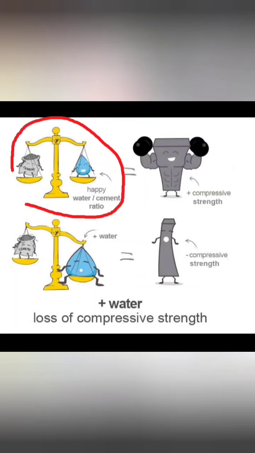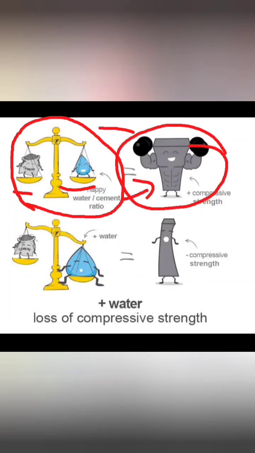Here, the weighing balance is indicating the thing properly, I guess, where the cement is on one side and water is on another side, which is completely balanced properly. So the resulting concrete will attain good compressive strength. It is indicated by this sketch.